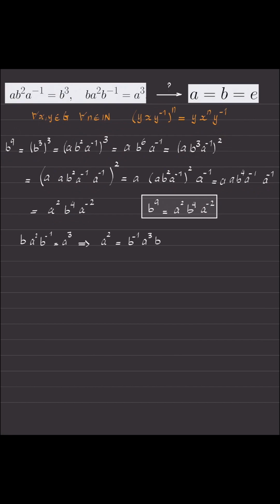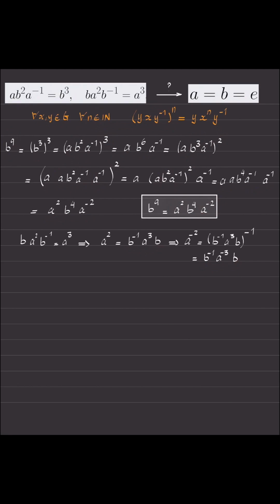Of course, it means that a to the power of minus 2 will be the inverse of this expression. According to the theorem in group theory, I can calculate the inverses but in the reversed order, so it becomes b inverse a to the power of minus 3 and then b. So what I will do now is put this expression instead of a squared, and this expression instead of a to the power of minus 2, and then of course I will again get b to the 9.